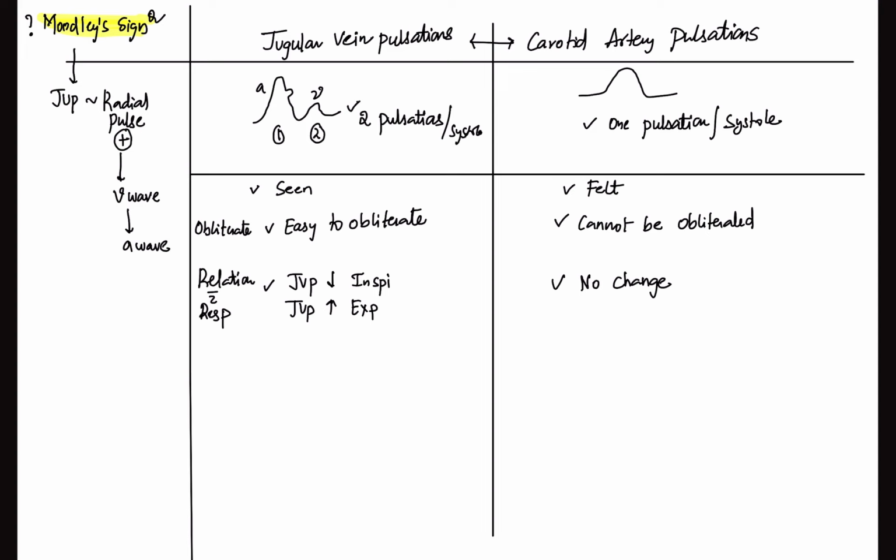And the descents, the X and Y descents, are prominent in the JVP. In the carotid, the descents are not prominent.